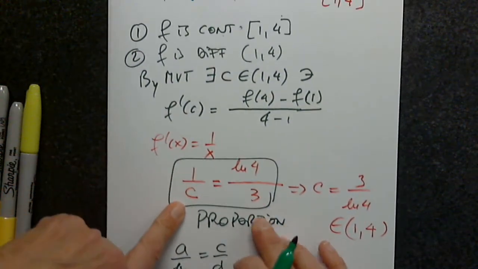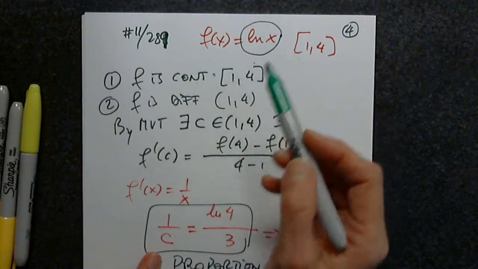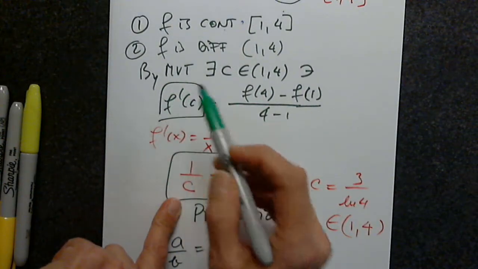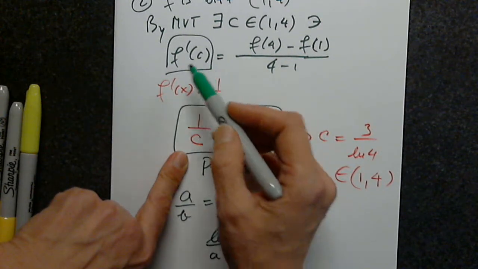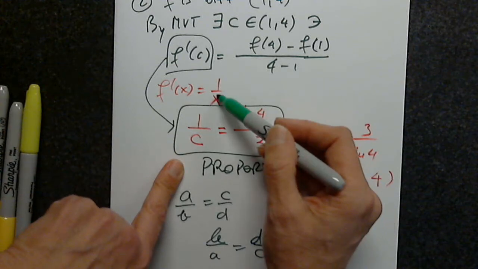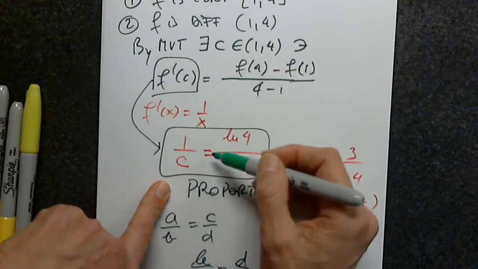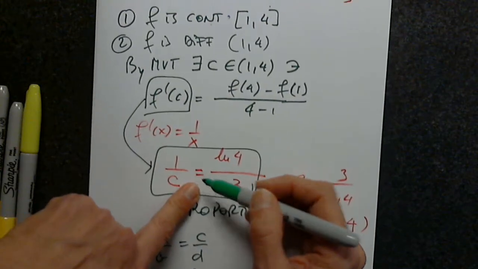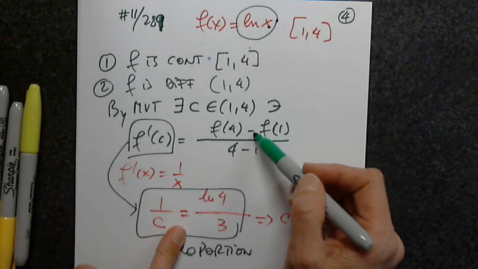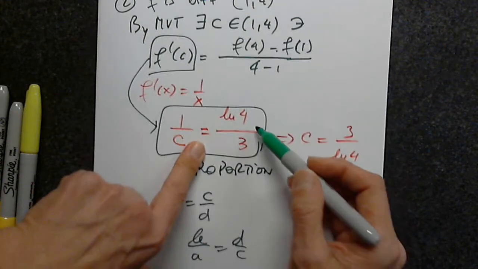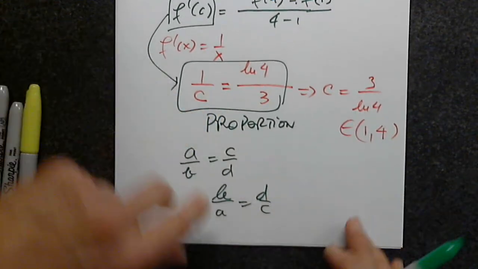I guess I meant how you got that 1 over c. So I have to differentiate natural log, which is 1 over x. I have to change this into 1 over c because f prime of x is 1 over x. I have to determine f prime of c, so I have to plug in c here, so it's 1 over c. That's the left-hand side. Then I copy the equal symbol. Now f of 4 is natural log 4, minus f of 1 is 0. 4 minus 1 is 3. And then I flip.